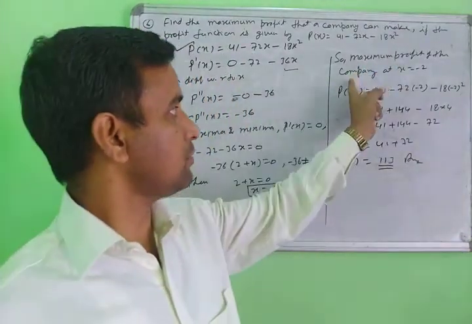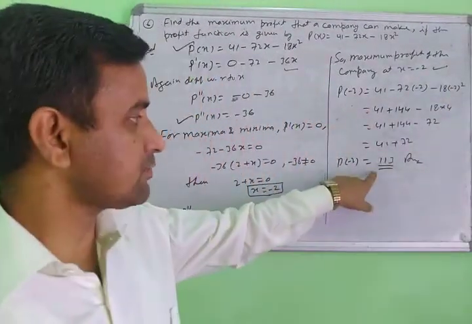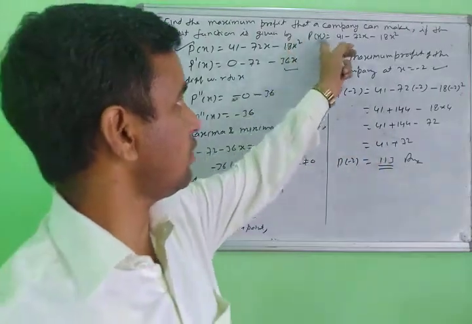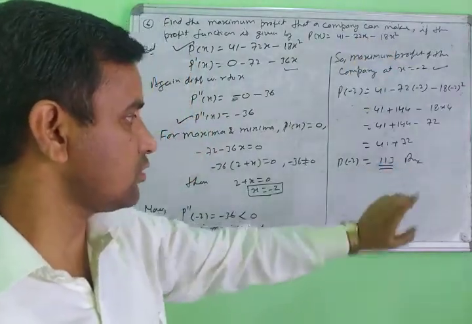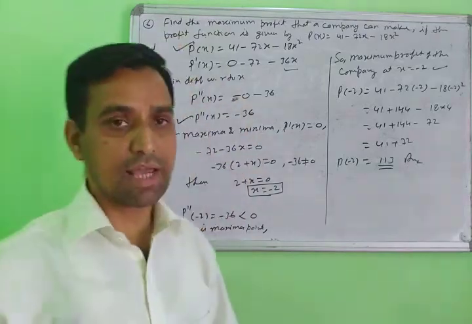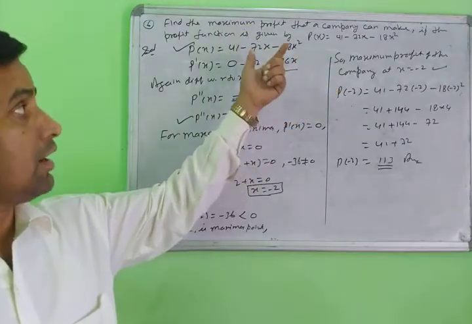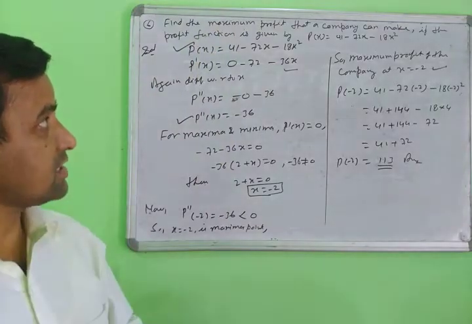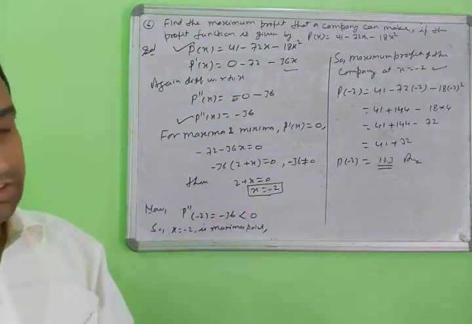So the maximum profit of the company at x equal to minus 2 is 113 units. It depends on the function, which gives the profit on a unit basis. So 113 units will be the maximum profit of the company. Very simple. If any question of this type comes, whether the company is taking maximum profit, you solve it in this way and get the answer, very easy.